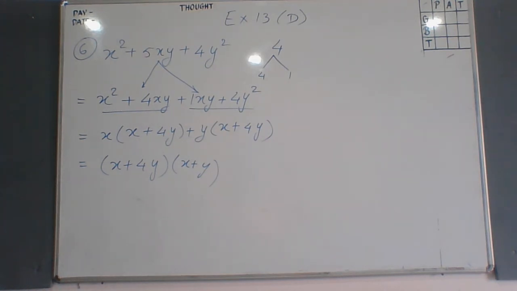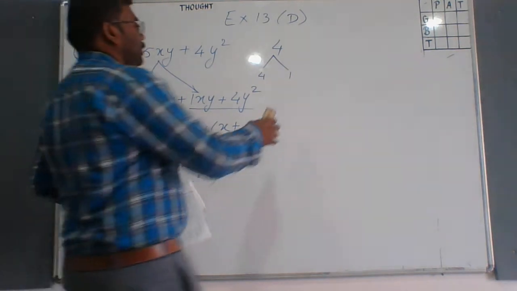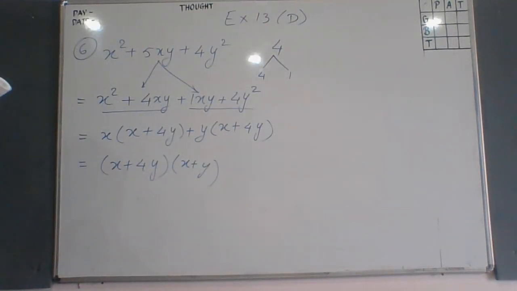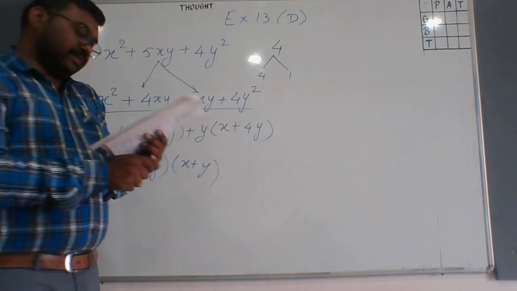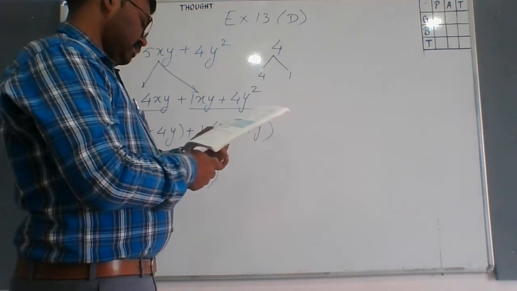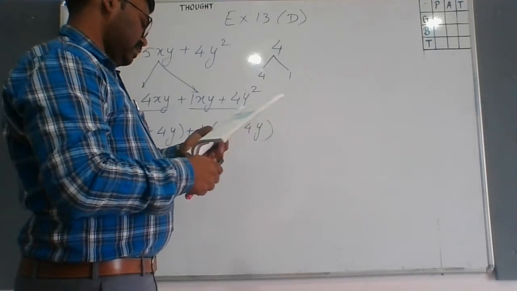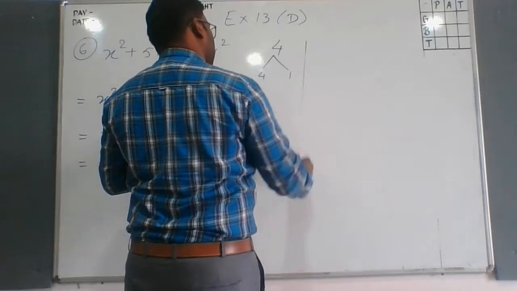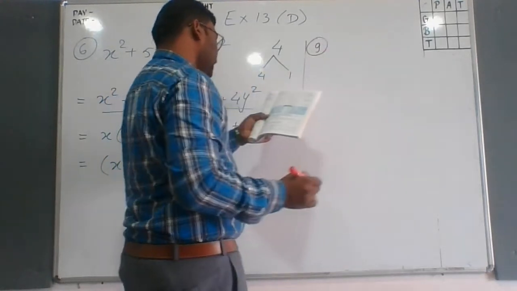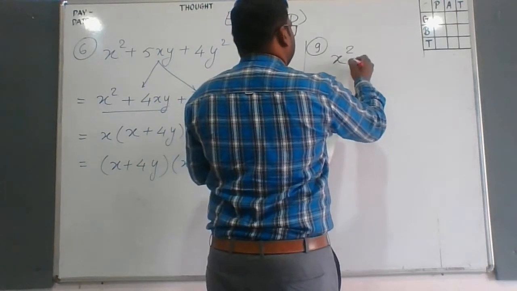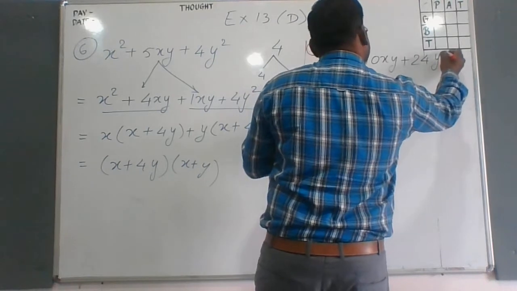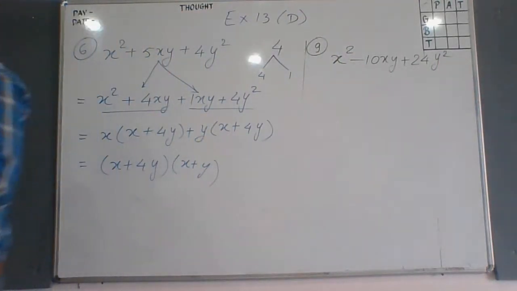Next, now we are solving question number 9. Question number 9 we are solving. It is x square minus 10xy plus 24y square. Okay, this is the question.